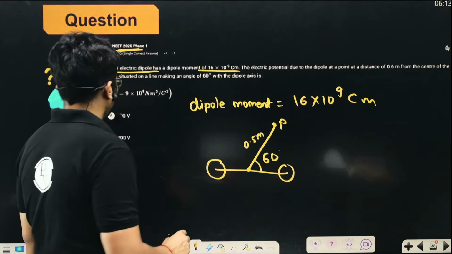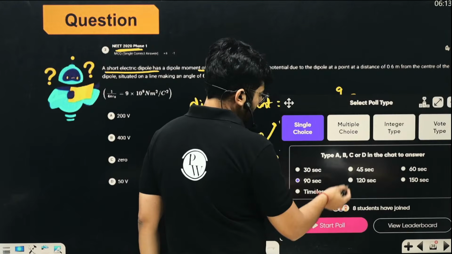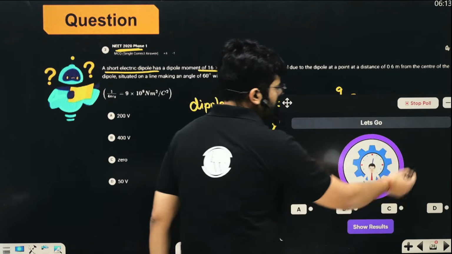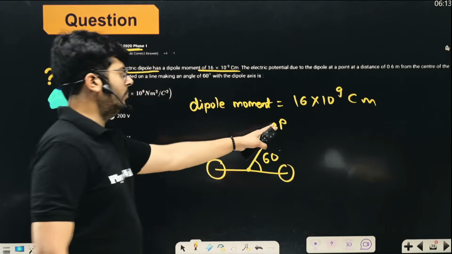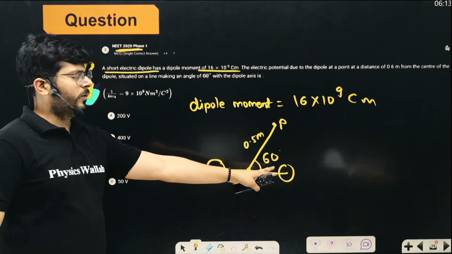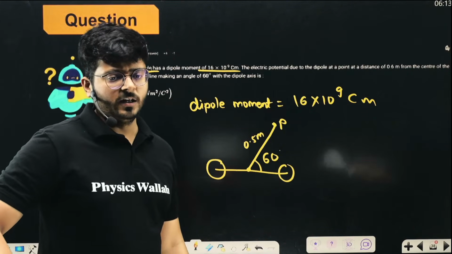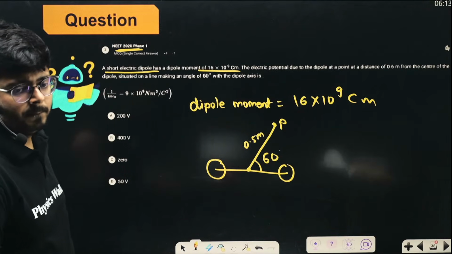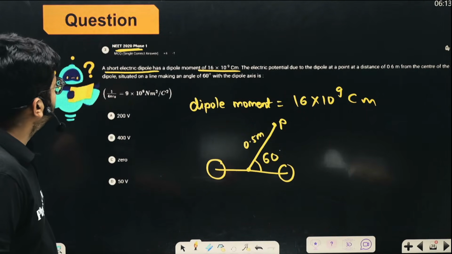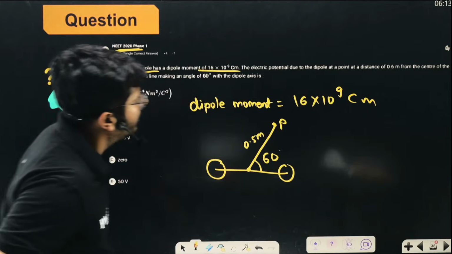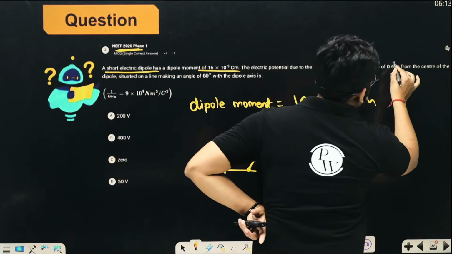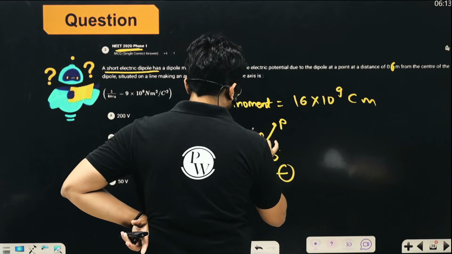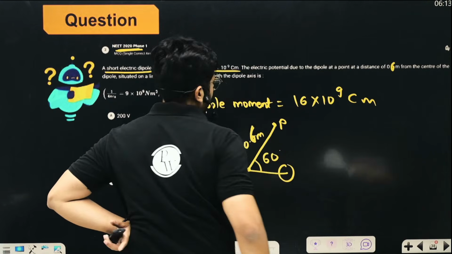So you have to talk about that. A direct formula is there, right? I believe 45 seconds will be enough for this particular question. What is the formula for electric potential due to the electric dipole? The distance is given, okay, it is 0.6. It is not written very clearly, so this is given as 0.6, right?